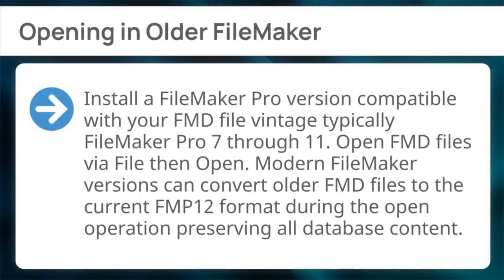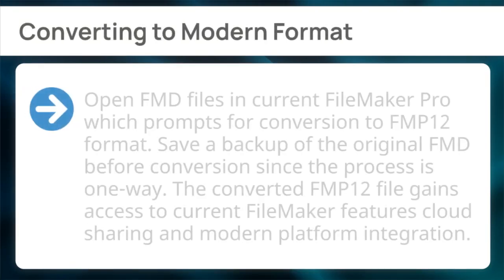Install a FileMaker Pro version compatible with your FMD file vintage, typically FileMaker Pro 7 through 11. Open FMD files via File, then Open. Modern FileMaker versions can convert older FMD files to the current FMP12 format during the open operation, preserving all database content. Next, converting to modern format.